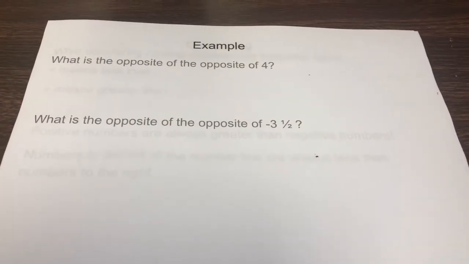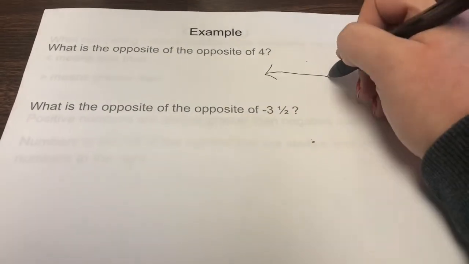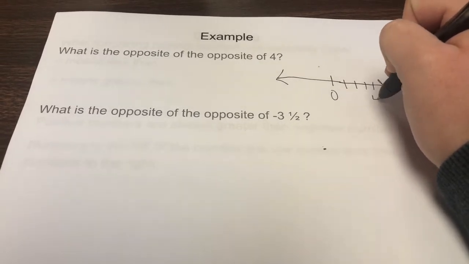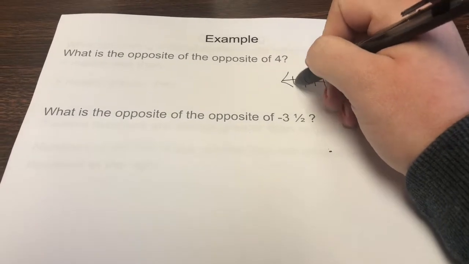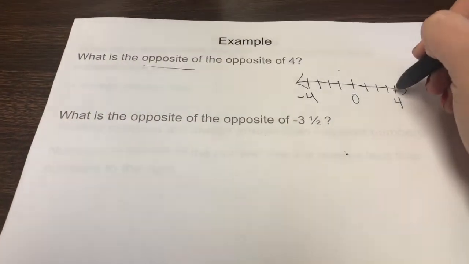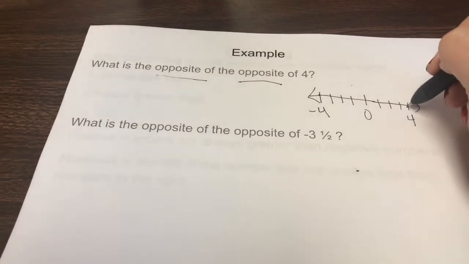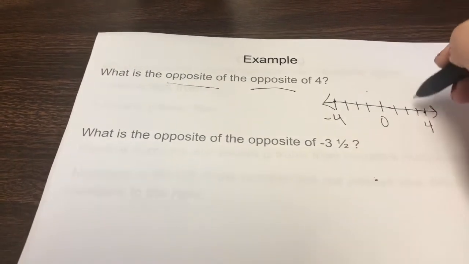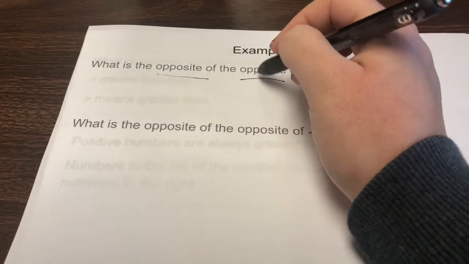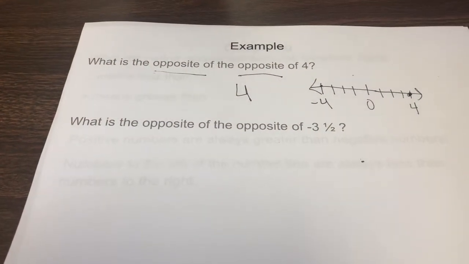Our next example, what is the opposite of the opposite of 4? So this is a fun one that always trips my students up. So if I'm at 0 and I'm at 4 and I have -4. So first we're going to look at what is the opposite. So I have to go to the opposite, and it says the opposite of the opposite. So since I have to find the opposite of the opposite, it goes back to that 4. So these two opposites kind of cancel each other out. The opposite of the opposite is +4.